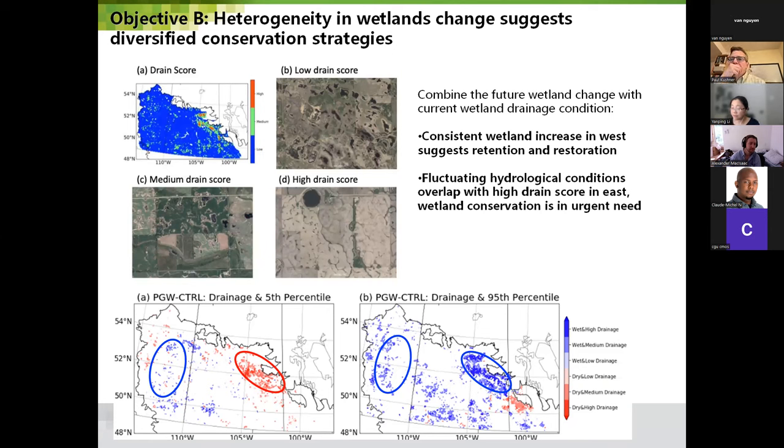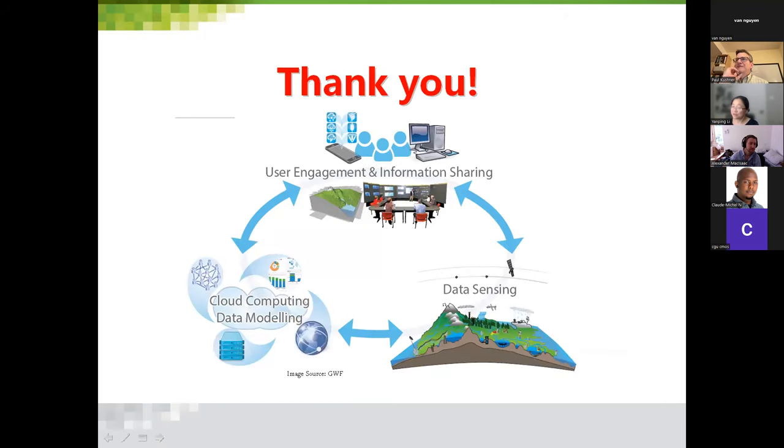The western Canada prairie will experience wetter conditions, which suggests wetland retention and restoration. While in the east, the fluctuating hydrological condition overlaps with a high drainage score, suggesting that wetland conservation is in urgent need. So this is the end of my talk. Just to give you some idea about what we have been doing using this coupled modeling system, and how we can use it to solve some real problems.